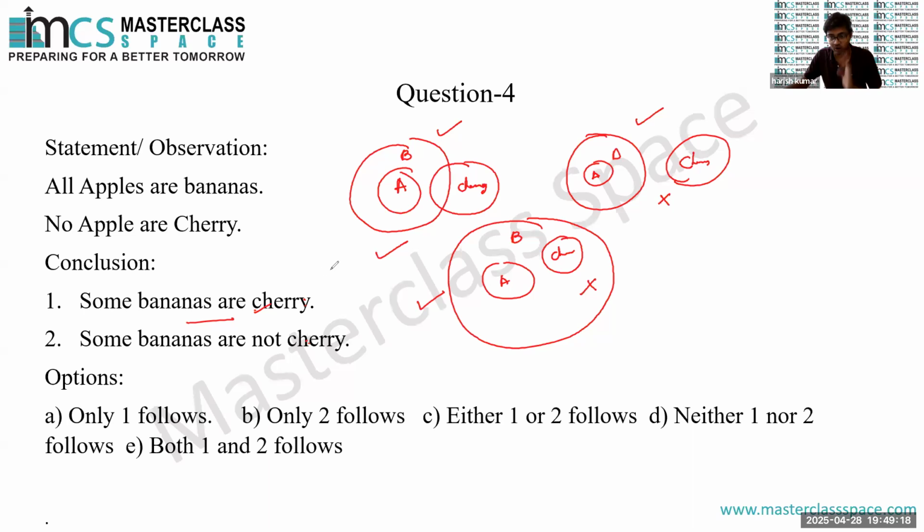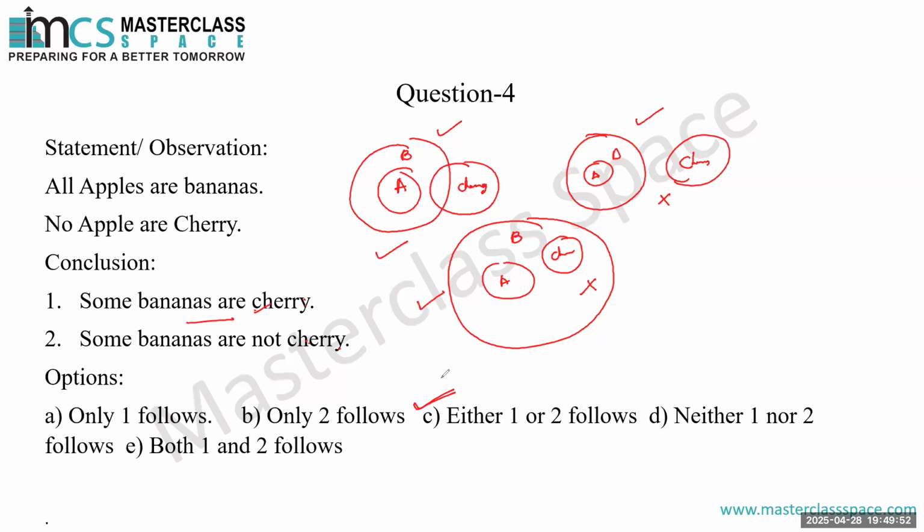Individually, both of them are wrong, because they are not true in all the cases. But when you look at them together, if one is not happening, then the other will happen. So for this, the correct answer is either one or two follows. How many of you understood this? Yes, sir. All of you understood this, right?